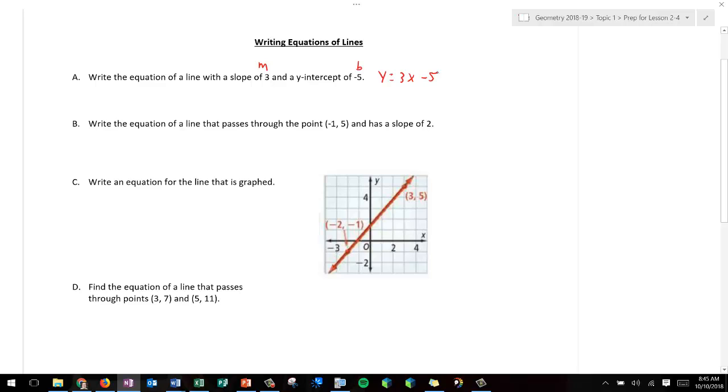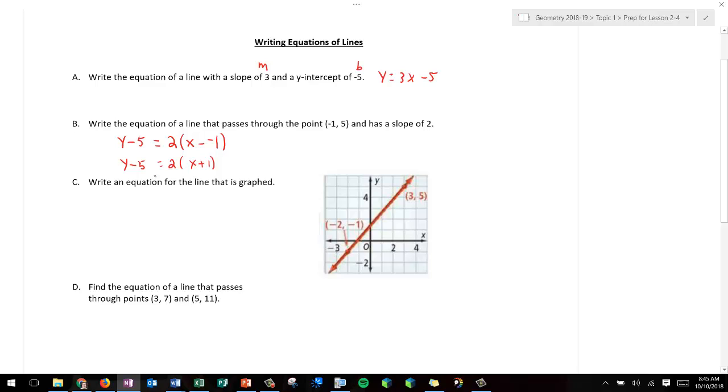Now, they want us to write the equation of a line that passes through a specific point and it has a slope of 2. So I'm going to use point-slope form there. So it's going to be y minus y1, y minus 5, equals my slope times the quantity x minus negative 1. And that being simplified is going to give me y minus 5 equals 2 times the quantity x plus 1. If they asked you to write it in slope-intercept form, you would just have to simplify that by distributing your 2 and then adding that 5 across.